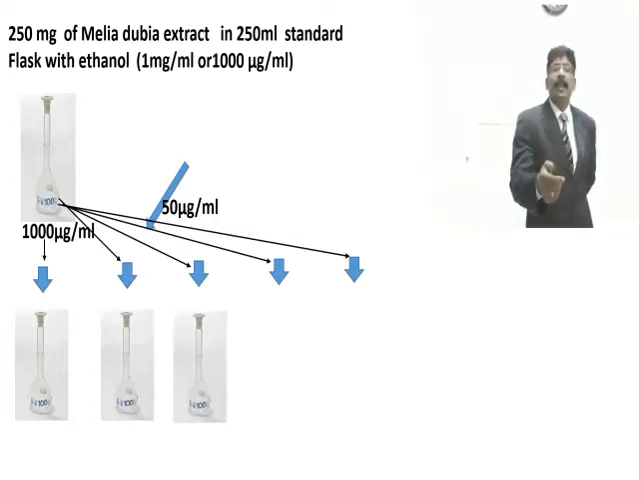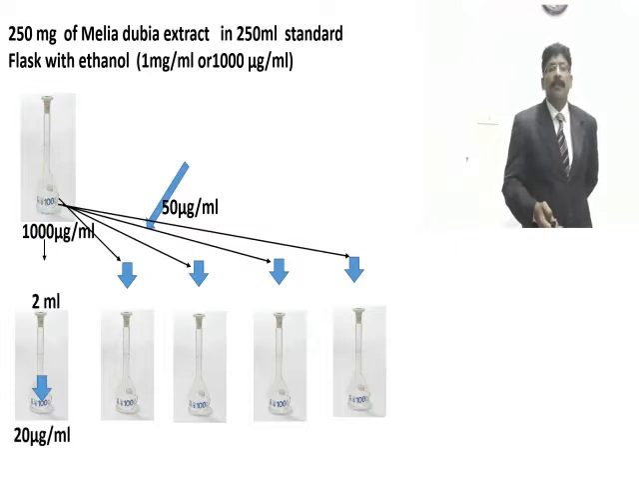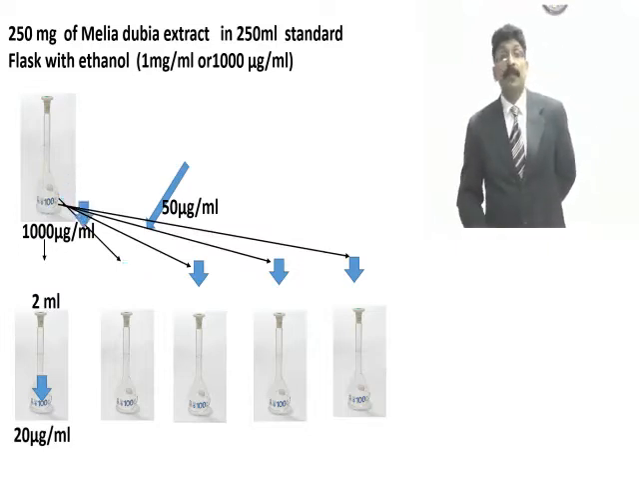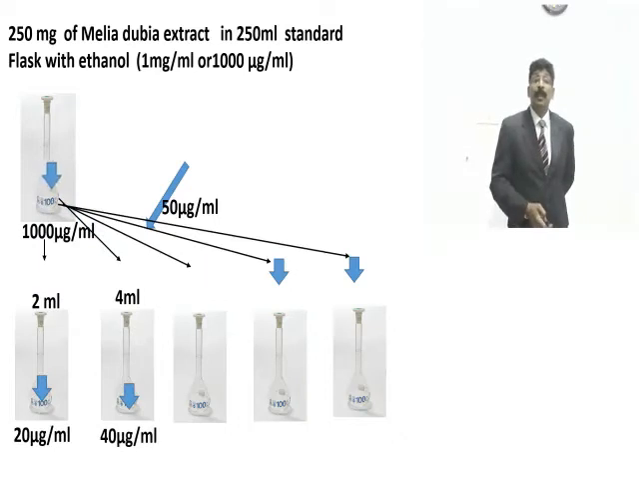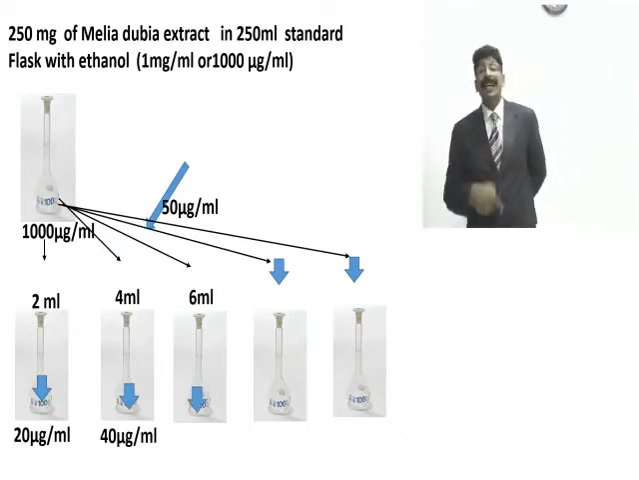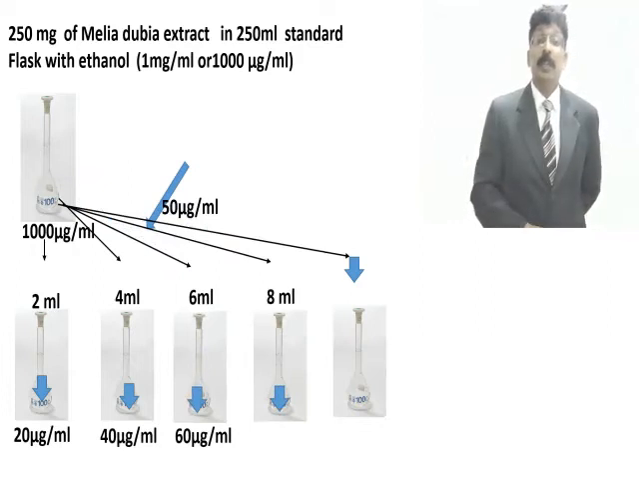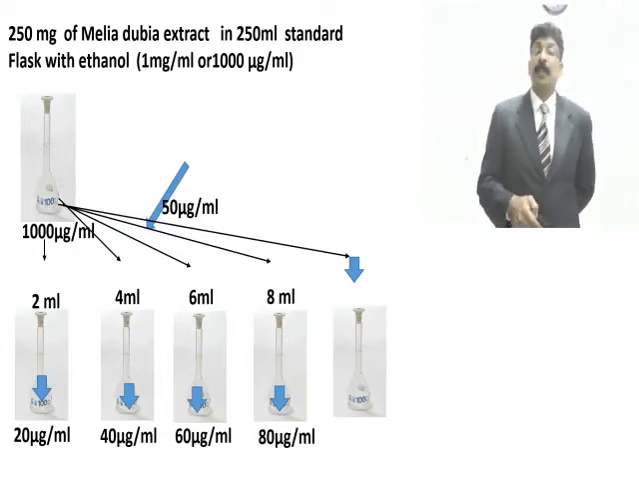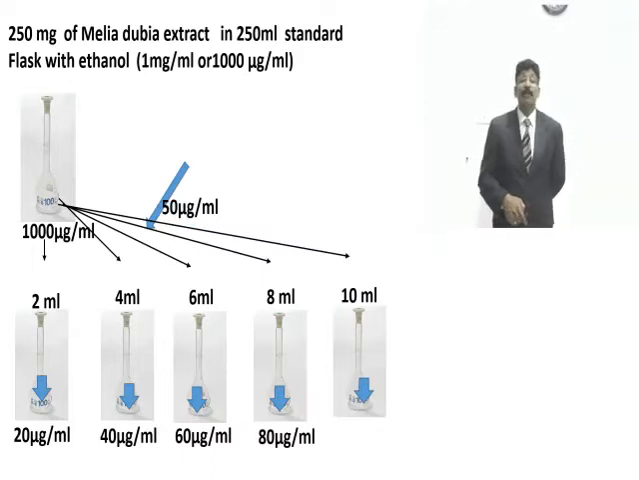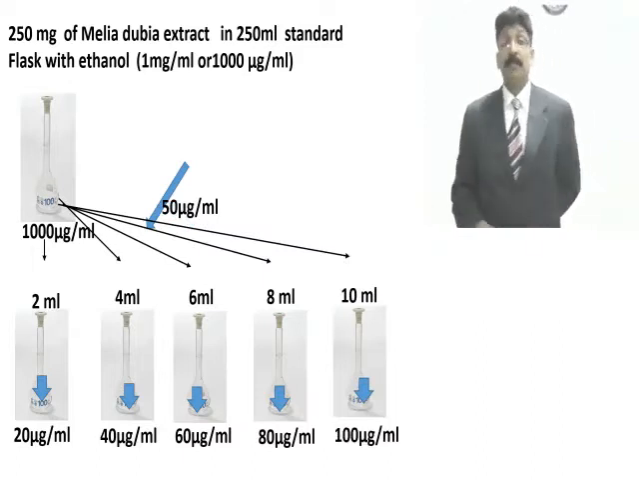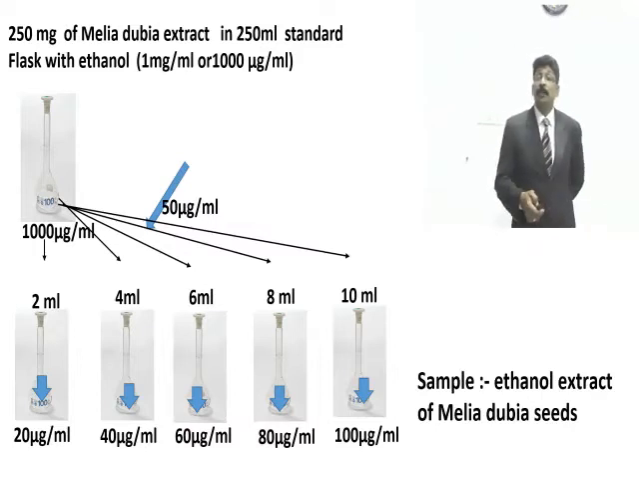From there you make all the dilutions in such a way: taking 2 ml and making it up to 100 ml, it becomes 20 microgram per ml. Taking 4 ml from the stock solution, you will get 40 microgram per ml, and taking 6 ml you will get 60 microgram per ml concentration, made up to 100 ml, and 8 ml from the stock solution gives 80 microgram per ml, all made up with ethanol. And finally we take 10 ml from the stock solution and get 100 microgram per ml. This is how the dilutions for the sample, the Melia dubaya ethanol extract, have been prepared.